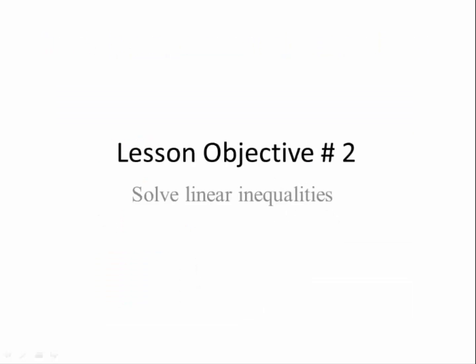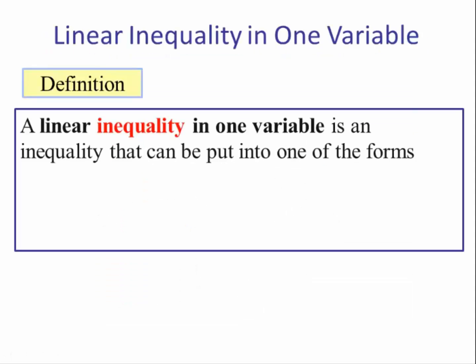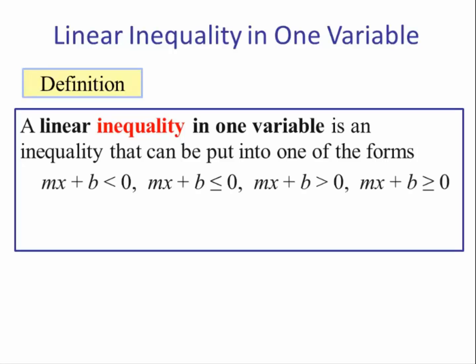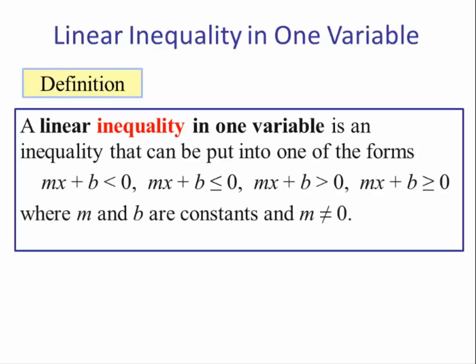Lesson objective. Definition. A linear inequality in one variable is an inequality that can be put into one of the forms: mx plus b is less than 0, mx plus b is less than or equal to 0, mx plus b is greater than 0, or mx plus b is greater than or equal to 0. This is where m and b are constants and m does not equal 0.